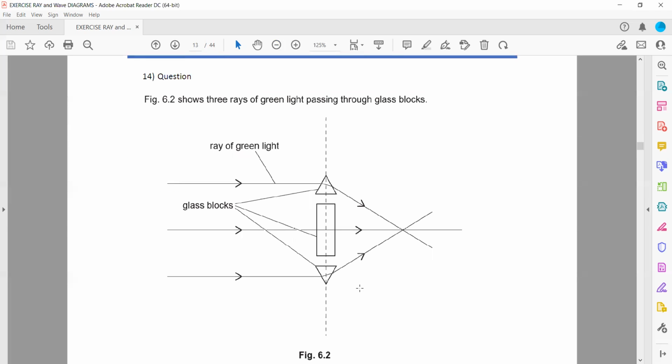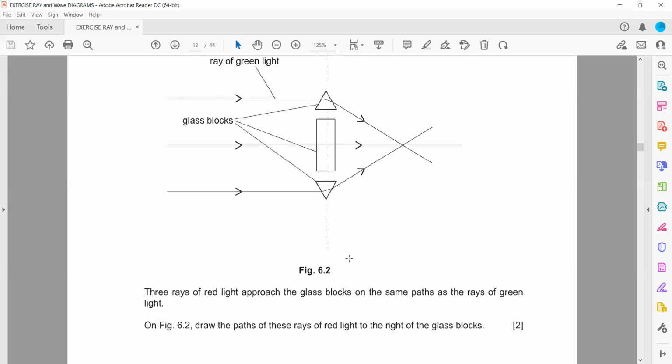Then this question shows 3 rays of green light passing through a glass block. 3 rays of red light approach a glass block the same way. On the figure, we have to sketch a path for this red light. So green light is there, but red will bend the least. Green will bend most, red will bend the least. But the one which is passing straight will go straight because it is passing along the normal. So that part of the red light will go straight.